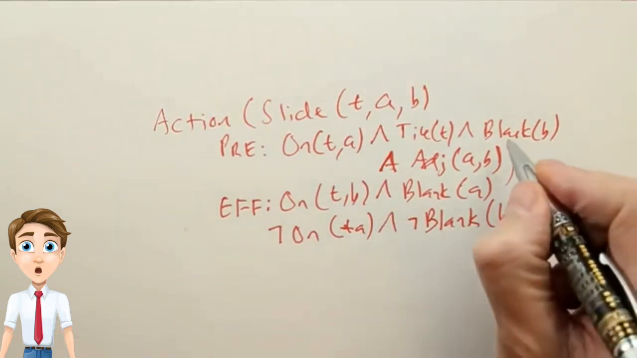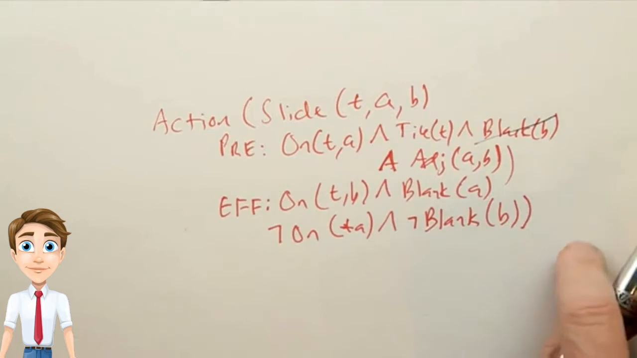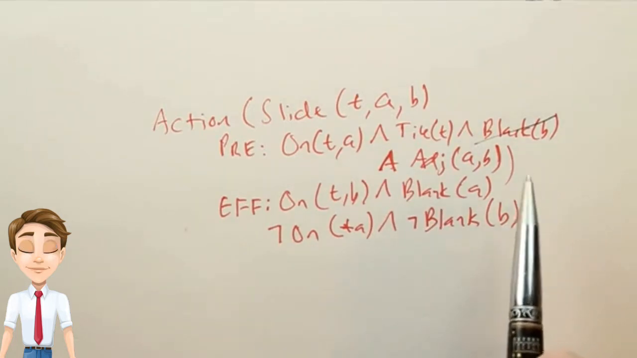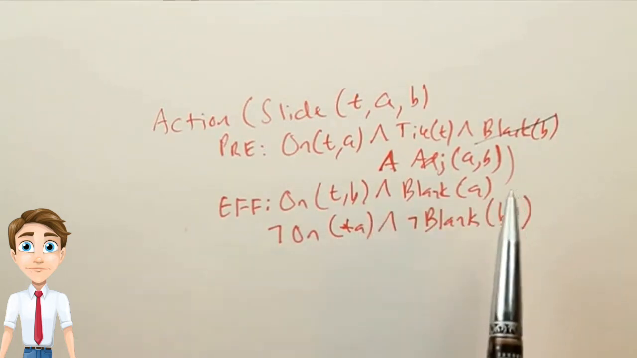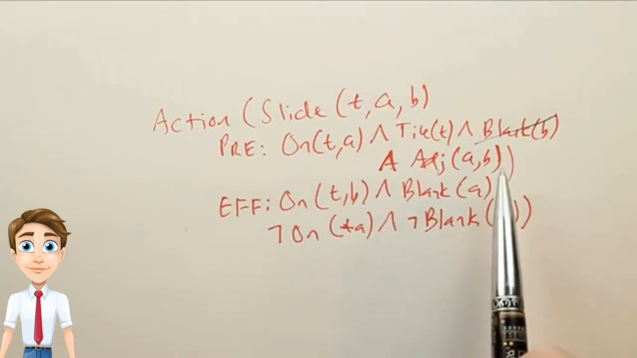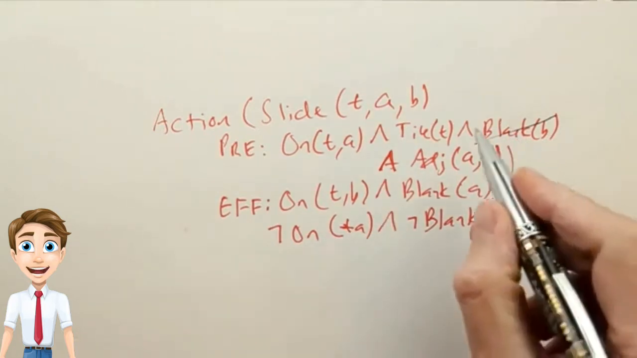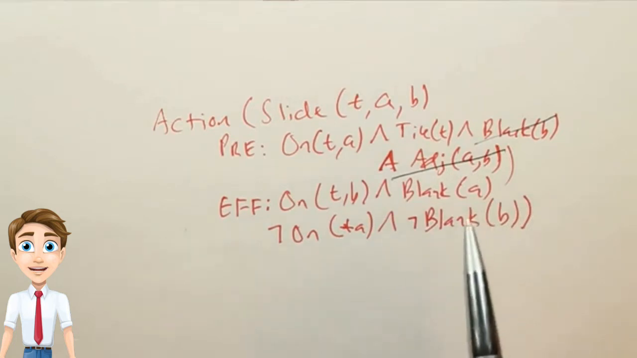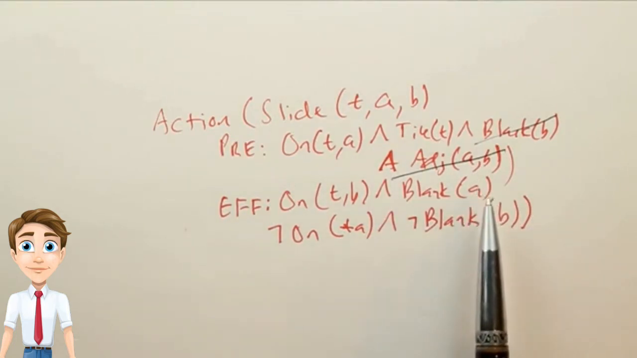So, for example, if we crossed out the requirement that B has to be blank, then we end up with the Manhattan or city block heuristic. And if we also throw out the requirement that A and B have to be adjacent, then we get the number of misplaced tiles heuristic.